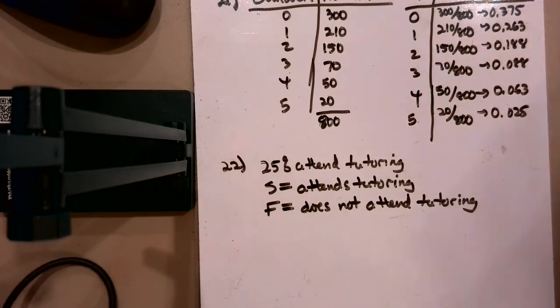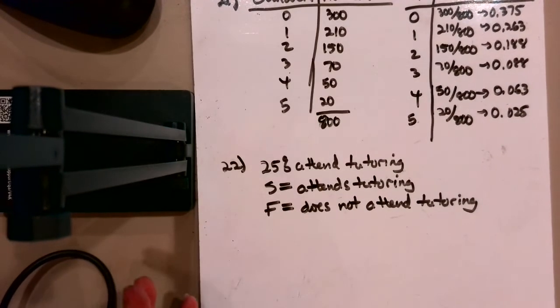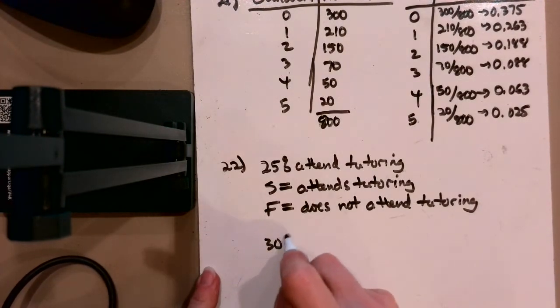The other version of question 22 says, from past records, a doctor finds that 30% of his patients have no insurance.